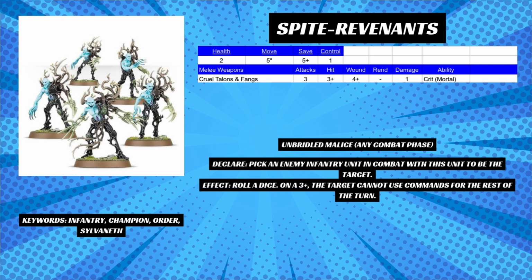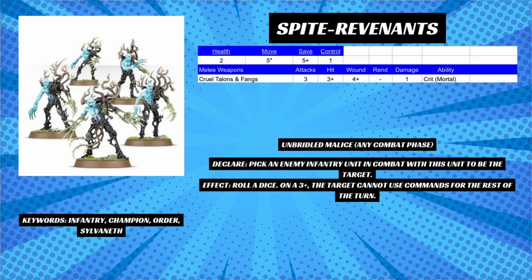Other than that, their Unbridled Malice means you can pick an enemy infantry unit in combat with the unit to be the target, and you can actually stop that unit using commands. This is another cool ability and doesn't involve them dealing direct damage, but potentially being able to shut off commands can let your other units hit harder. Stopping an all-out defense against your Spirit of Durthu could be a really powerful thing to have happen.